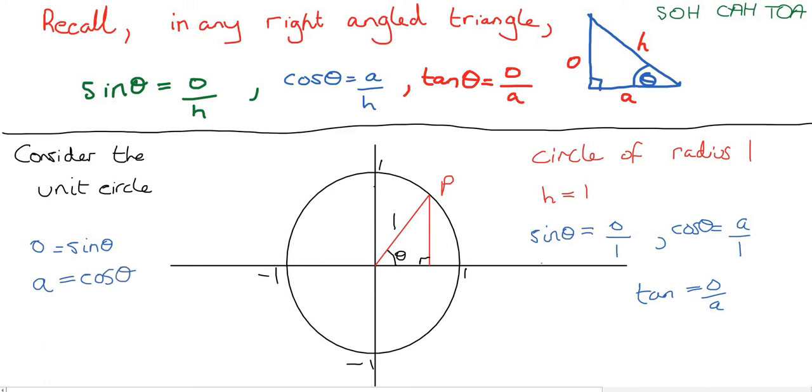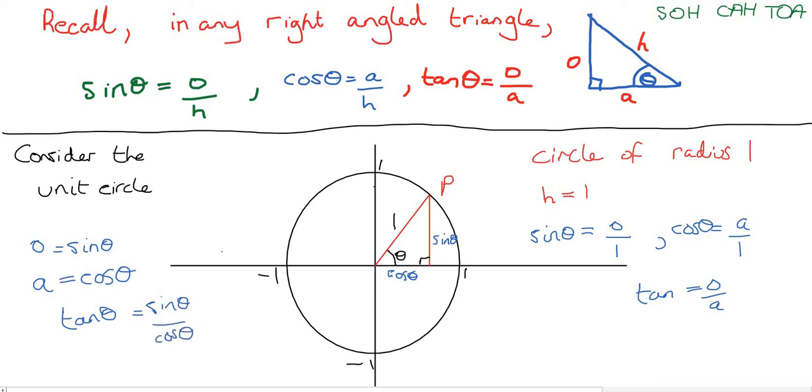So what does this look like on our graph? Well, this means we have this side here being cosine theta, and this side here being sine theta. Okay, great. And finally, if O and A are sine and cosine, then tan theta equals sine theta over cos theta.